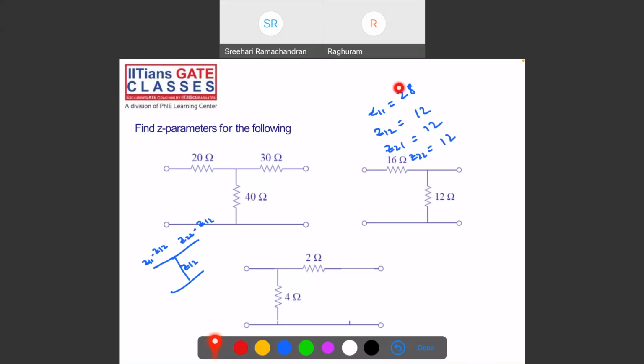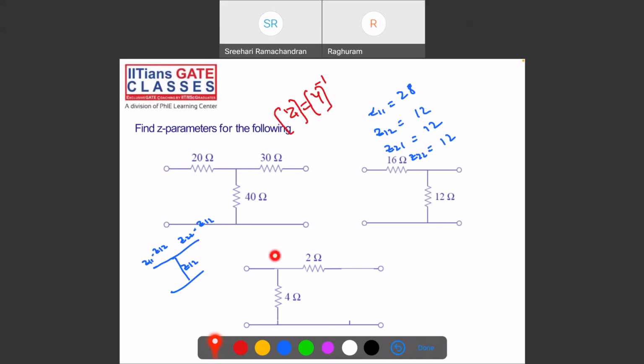Y parameters and Z parameters are inverse of each other. The matrix Z is equal to Y inverse, or Y is equal to Z inverse. If I want Y parameters for this, write down the Z parameters matrix and just invert it. There are many shortcuts you can use.